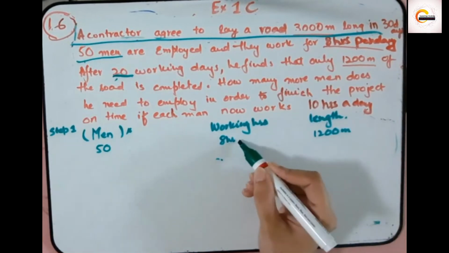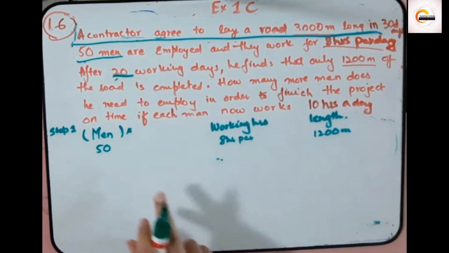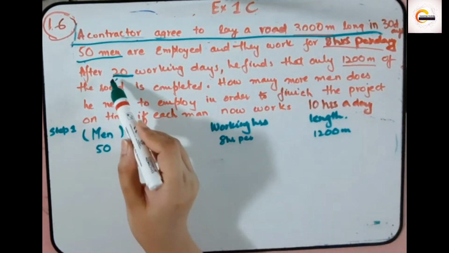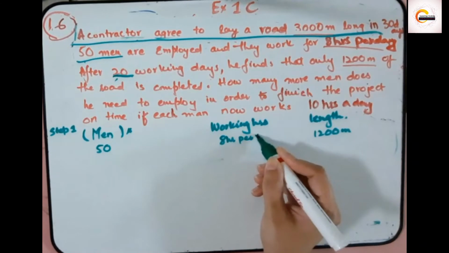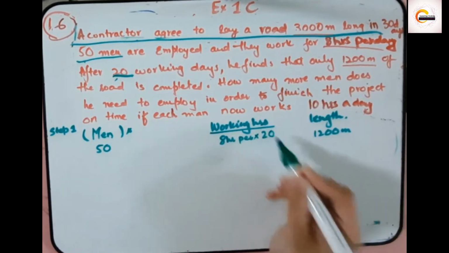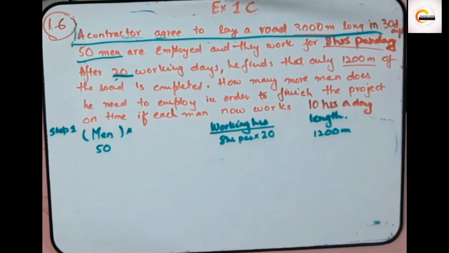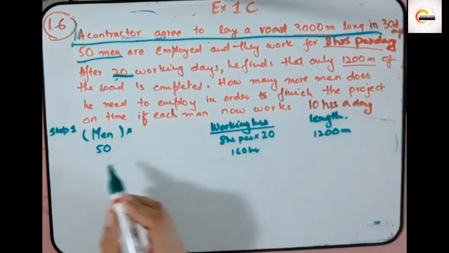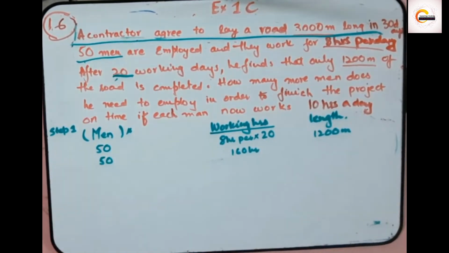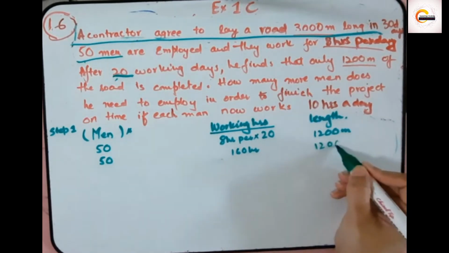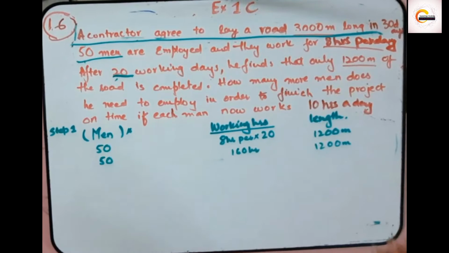So 8 hours per day, and they worked for how many days? They worked for 20 working days. So the total working hours will be 8 multiplied by 20, right? And 8 multiplied by 20 is 160 hours. So 50 men built a 1200 meter long road in 160 hours.